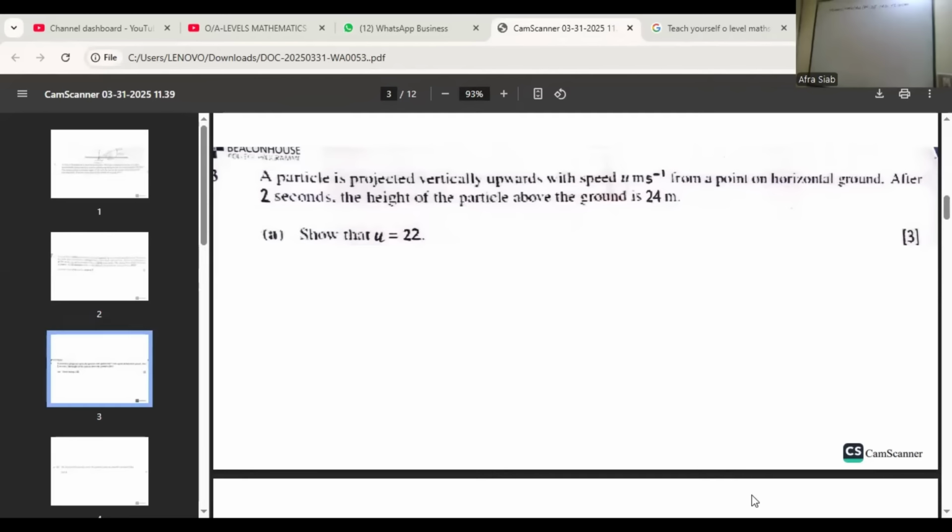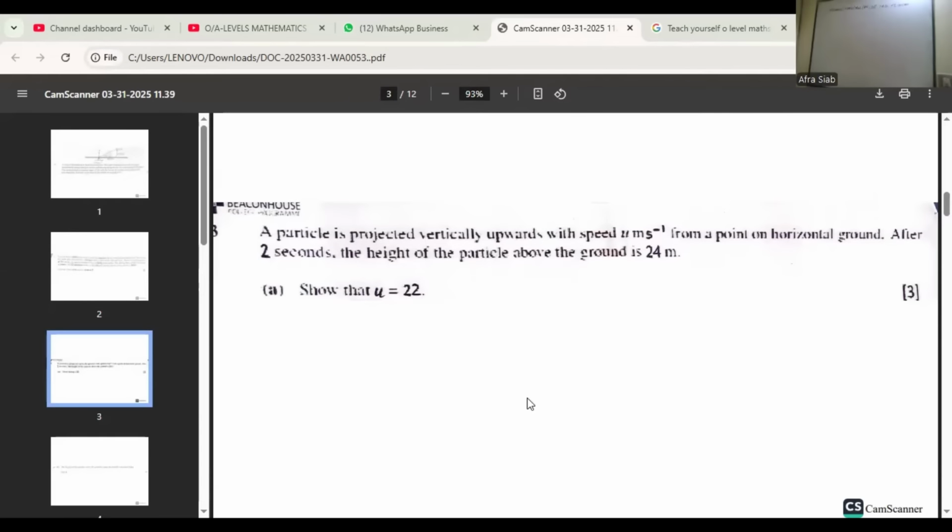Question number 3. A particle is being projected vertically upward with a speed of u meters per second from a point on the horizontal ground. After 2 seconds, the height of the particle above the ground is 24 meters. Show that u is equal to 22.